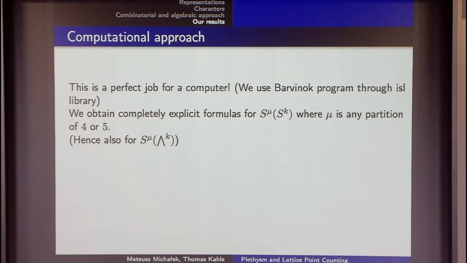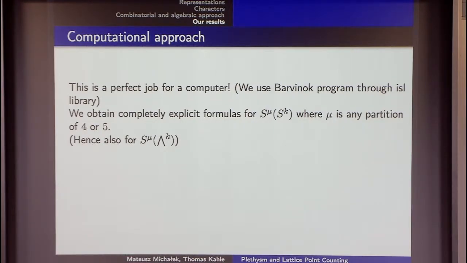And we get explicit answers where mu is any partition of 4 or 5. So in particular, we also obtain an explicit answer for S mu of wedge K. Of course, don't try to implement it as I did it in the talk because the computer will break, but after a few tricks, you can do it without problems. But the computer will only do it for a fixed K, right? No, for any K. A formula for any K.